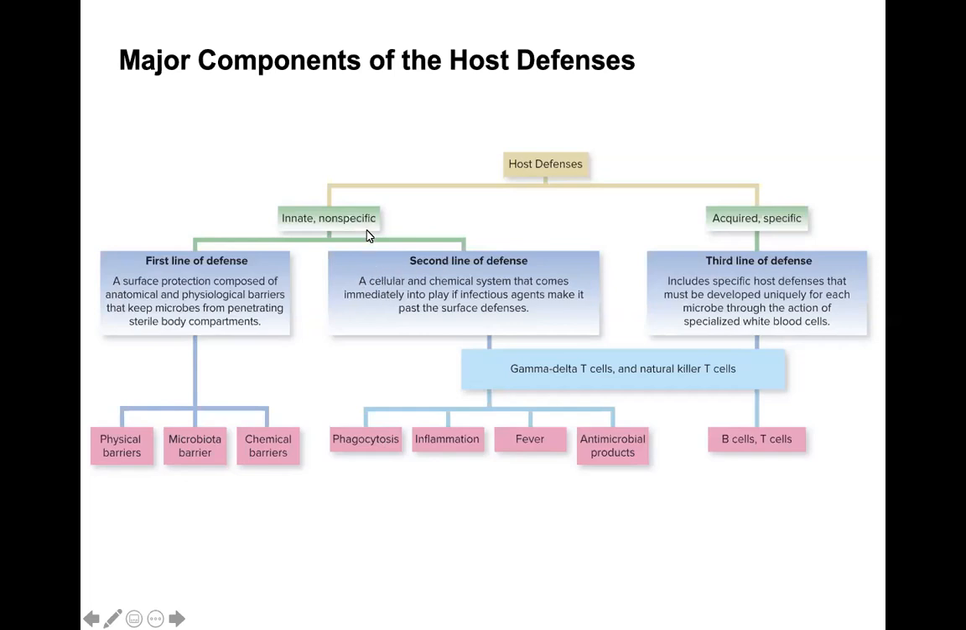The second line of defense of the innate immune system is a cellular and chemical system that comes immediately into play if infectious agents make it past the surface defenses. And this will include cells such as phagocytes, cells involved in inflammation, fever, and antimicrobial products. The third line of defense, which is part of your acquired or adaptive immune system, includes specific host defenses that must be developed uniquely for each microbe through the action of specialized white blood cells. And these specialized white blood cells will include your lymphocytes, which are your B cells and your T cells.